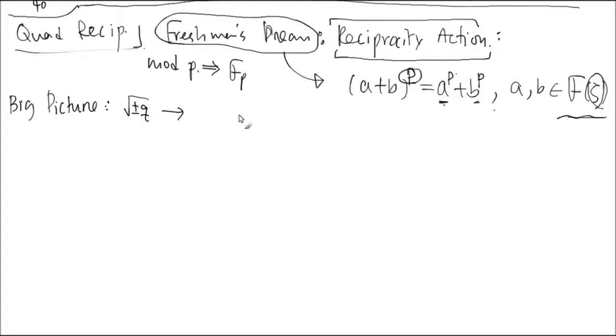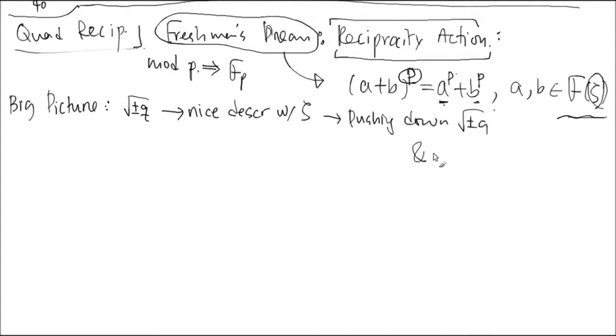So then we think about the square root of this number, whether it's in F_p or not. Then what do we do? We come up with a nice description in terms of zeta, right? And then we try to push down that root plus minus q, along with, in that process, we hope that we obtain this condition, p mod q. This is where the reciprocity takes place. Originally it was mod p, now it's in mod q.